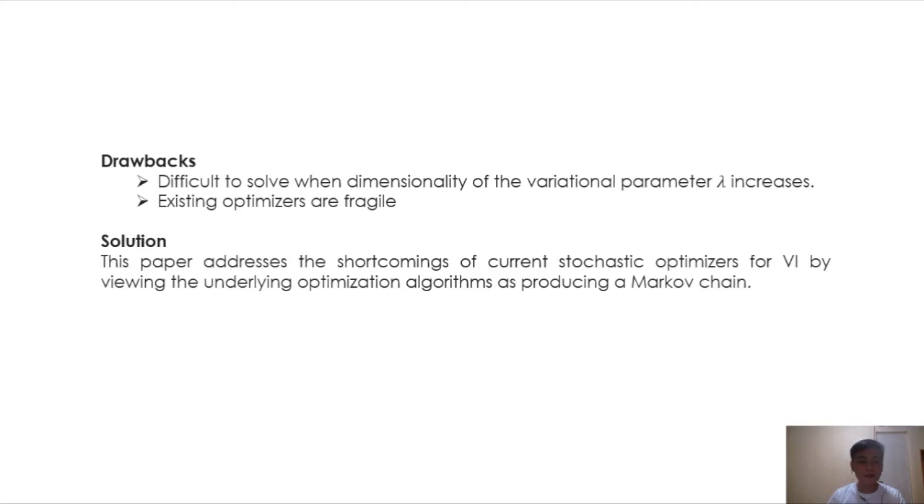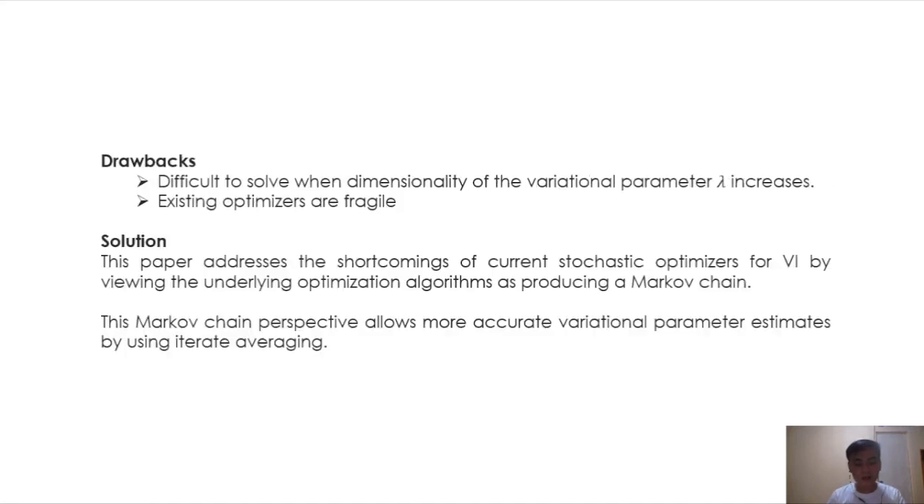So as a solution, this paper addresses the shortcomings of current stochastic optimizers for variational inference by viewing the underlying optimization algorithms as producing a Markov chain. This Markov chain perspective allows us more accurate variational parameter estimates by using what we call iterate averaging. This iterate averaging is very effective in high dimensionality settings.